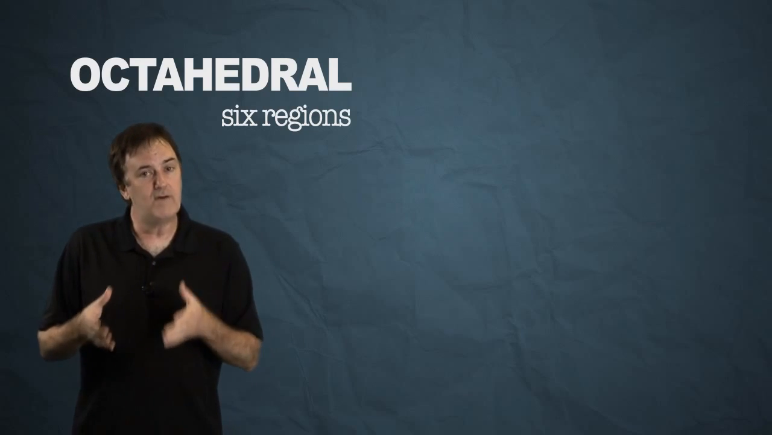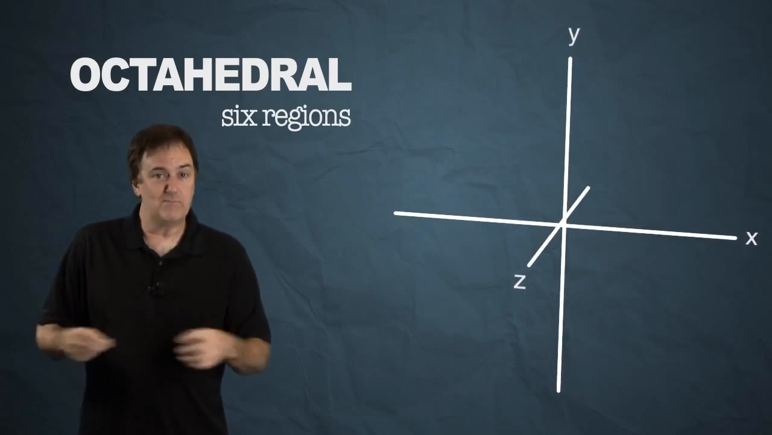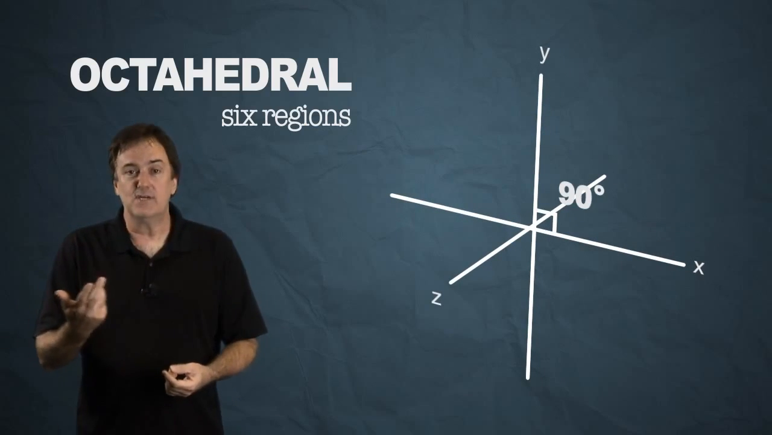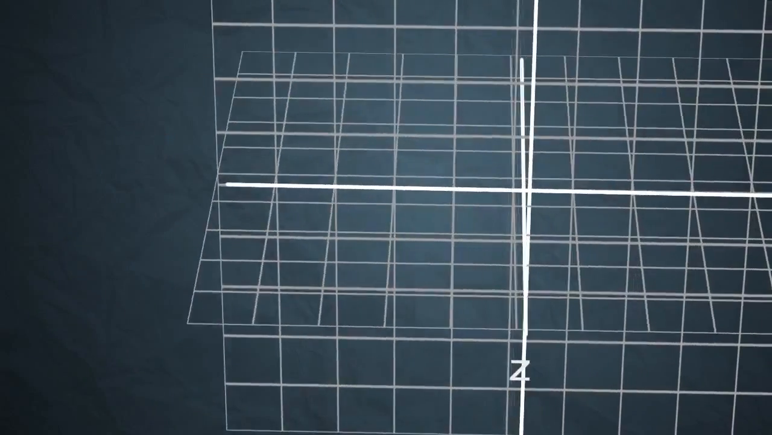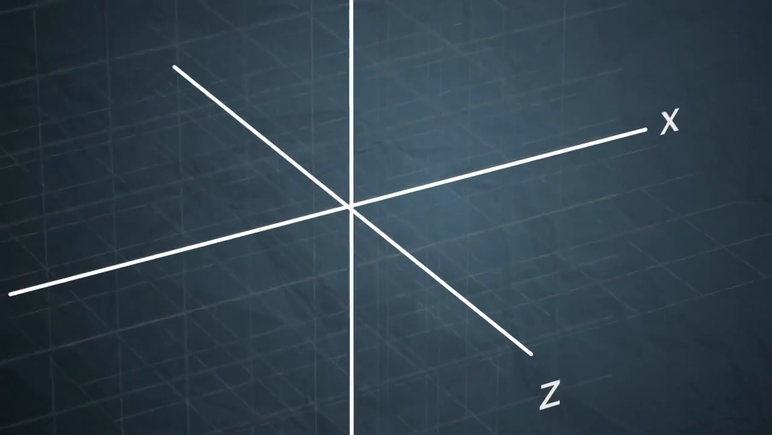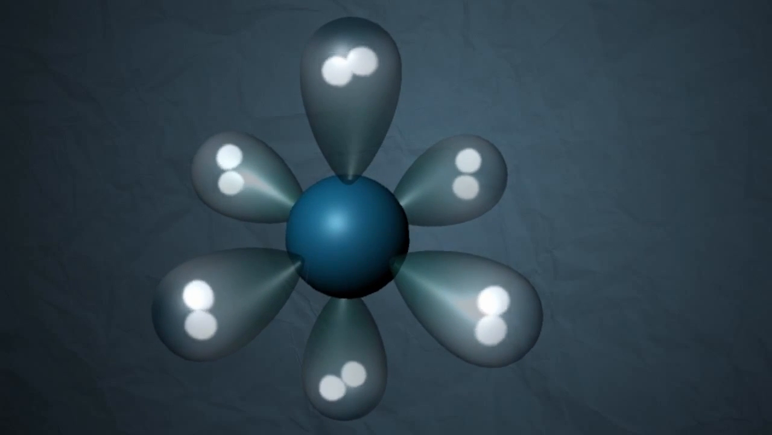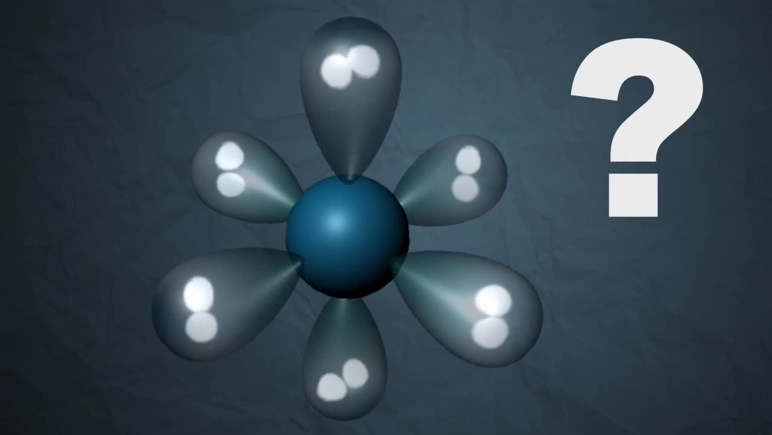The last one is 6 regions, and when you get up to 6 regions, you get something that should look somewhat familiar if you've ever studied XYZ coordinate planes and coordinate points. Everything's 90 degrees apart or 180. It's like the X, Y, and the Z axis of three-dimensional space. You put 1 atom in each space, you get 6 total. Bond angles are either 90 or they're 180.